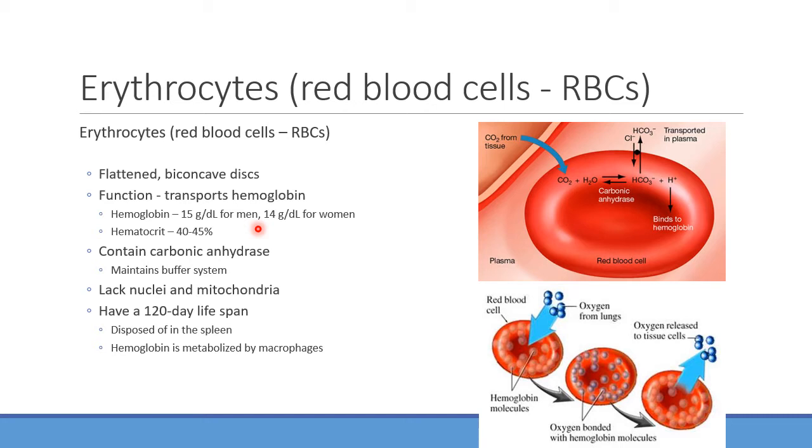Percentage of red blood cells. Yeah, basically if you were to take the whole sample of blood and spin it down, that percentage there of red blood cells, the hematocrit, is usually 40 to 45% or so, right? Now the other, we talked about this enzyme system before. We talked about carbonic anhydrase. This is really important for maintaining the buffer system.